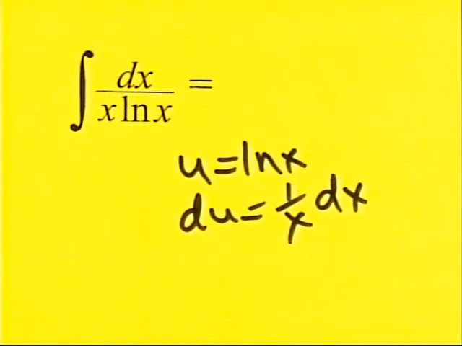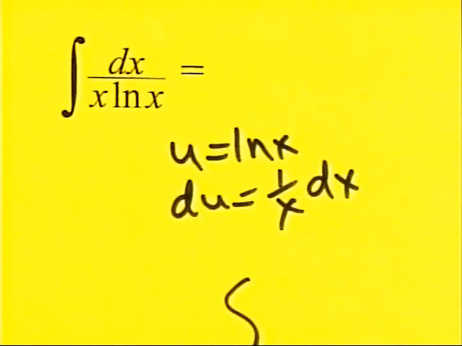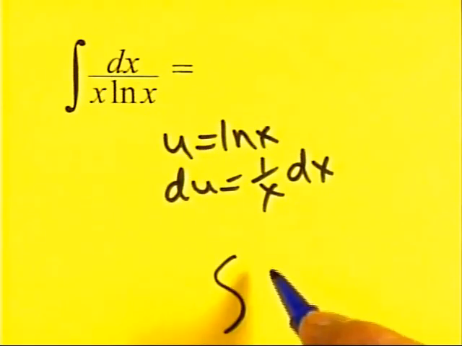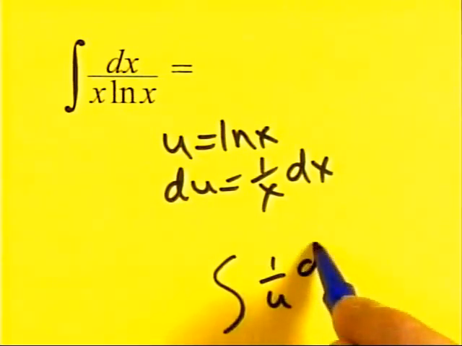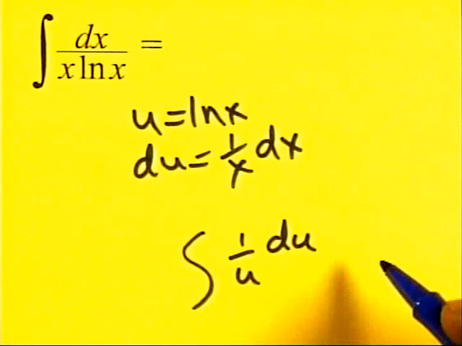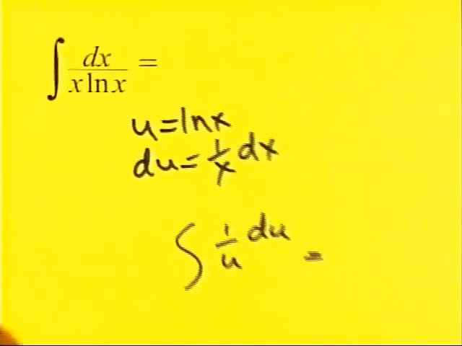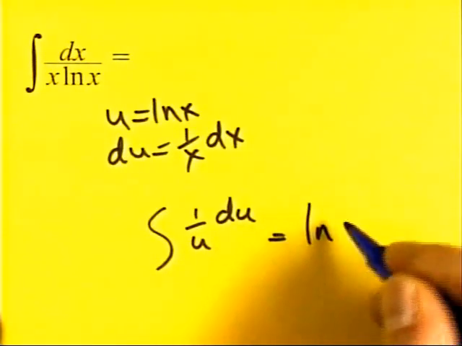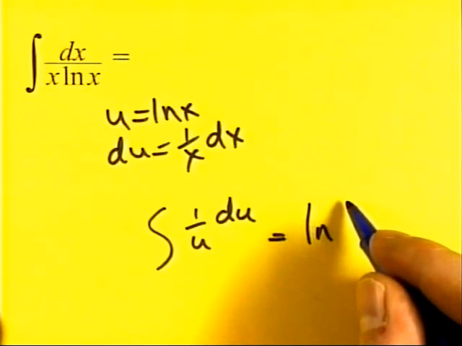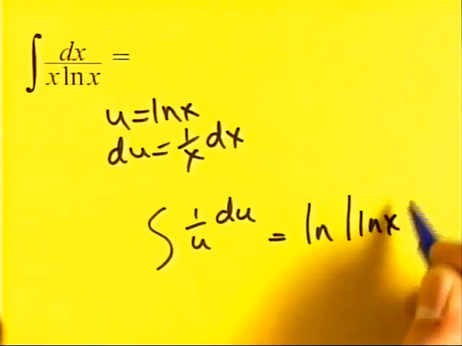Okay, it's going to be integrating 1 over x, isn't it? No, 1 over u. Right, it's 1 over u times du. And what's the answer to that? That's natural log of the absolute value of u, plus C, so natural log of the absolute value of natural log of x.